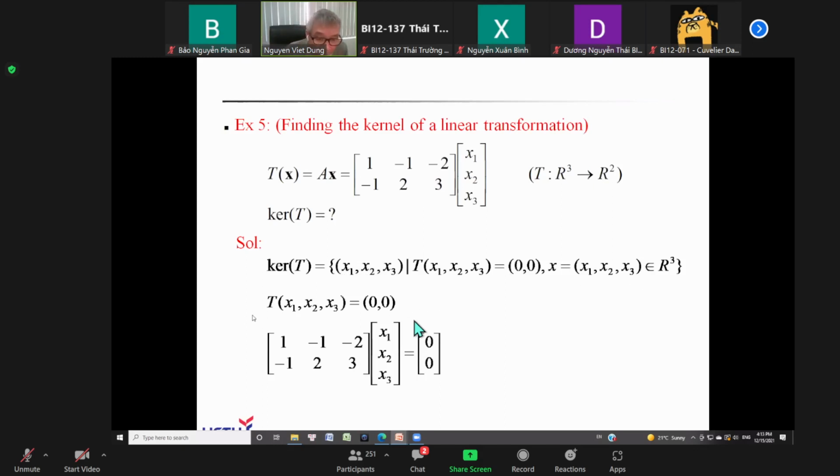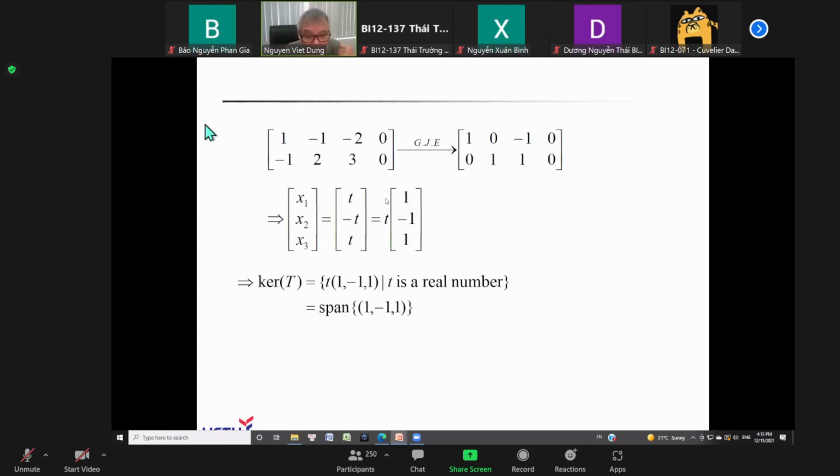So it means that T of x equals 0. Now we write down here, if A multiplied by x1, x2, x3 equals 0, that is equivalent to writing it as a system of linear equations like that. In order to find the kernel of T, you need to find the solution of that homogeneous system of linear equations. And solving it, you get the solution like that.